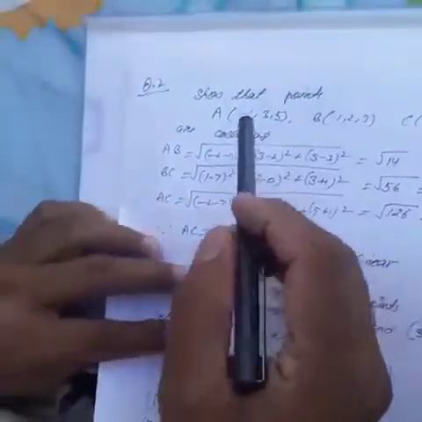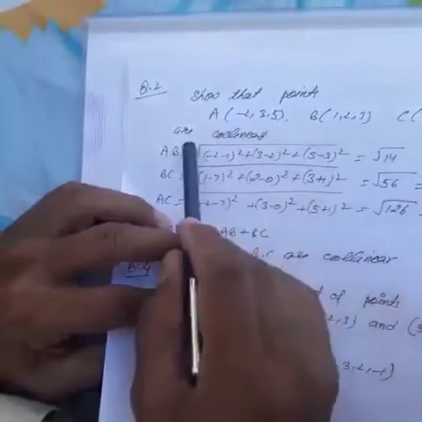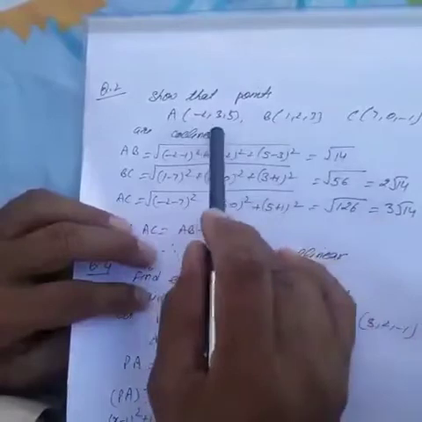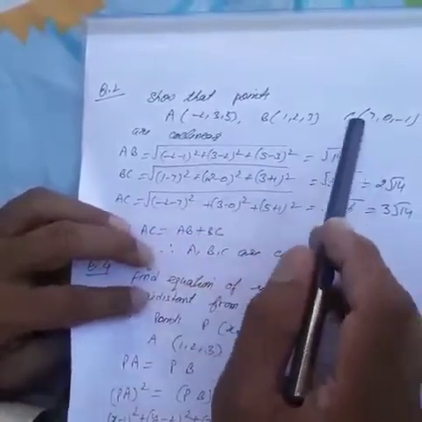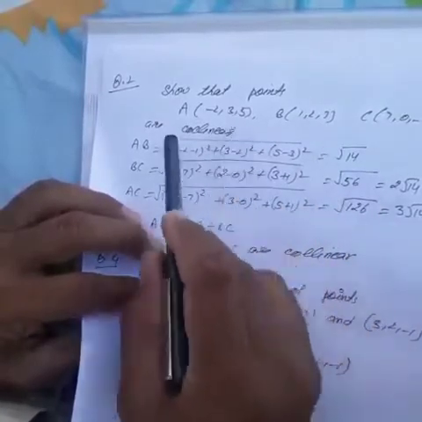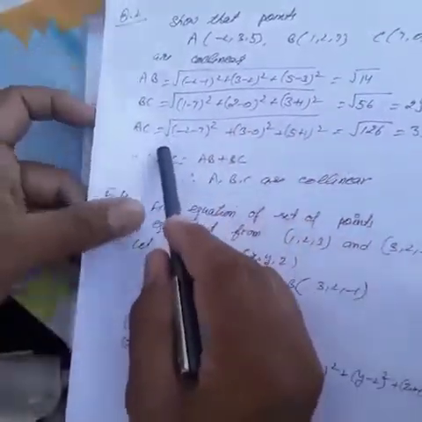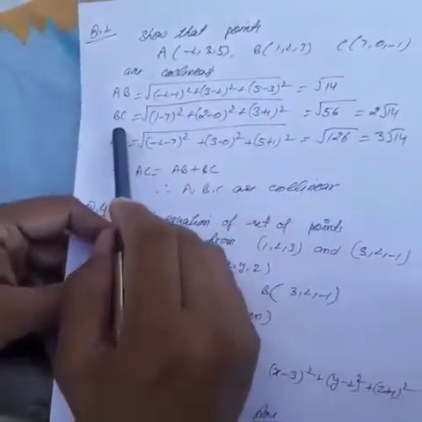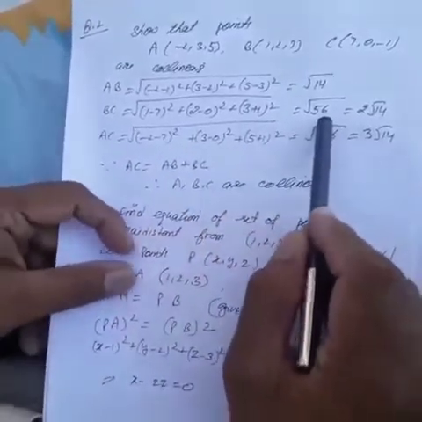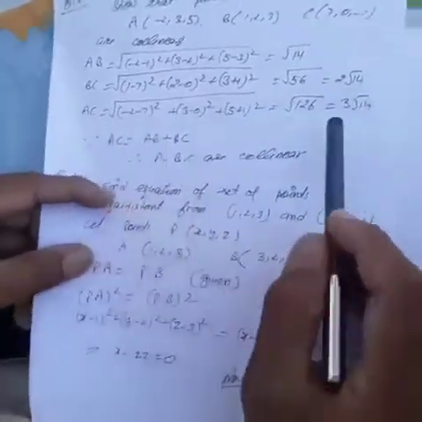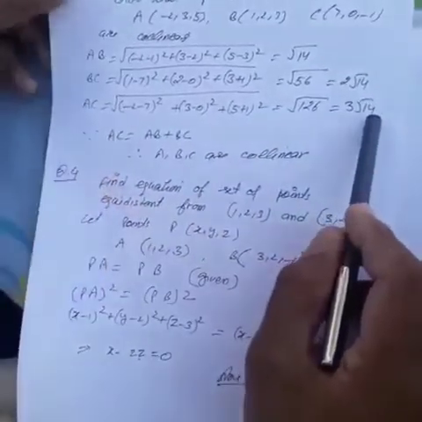Question number second of second exercise 12.2. Show that these 3 points are collinear. Now we have done distance formula, so we will prove the points collinear using distance formula only. So let the points be A, B, C. Now find out distance AB, BC and AC. AB distance using distance formula is square root of 14. Distance BC using distance formula is square root of 56. It can be written as 2 square root of 14. Similarly, distance AC will be 3 square root of 14 after calculation.